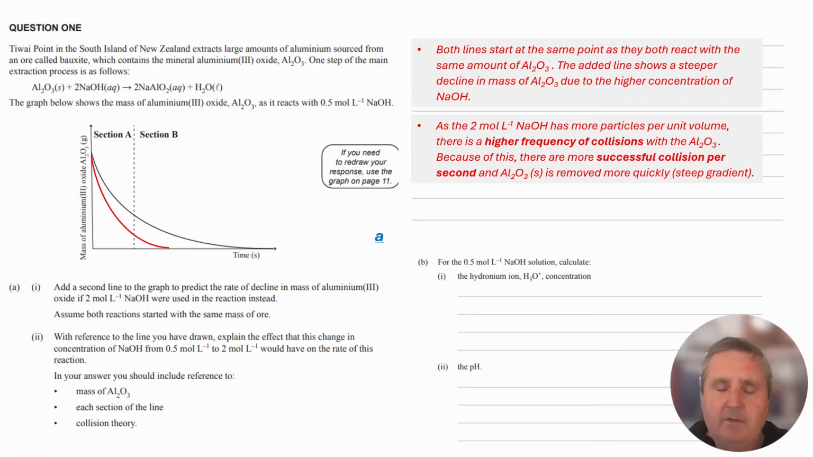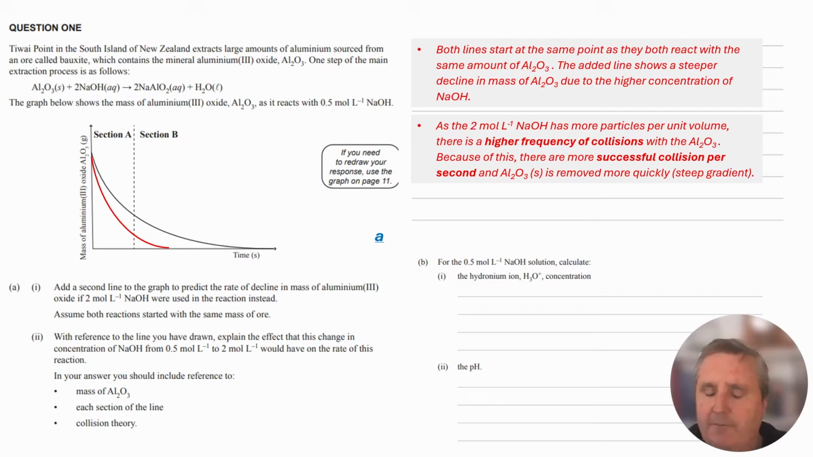So what happens is, if we have a higher concentration of sodium hydroxide, we have more particles per unit volume of sodium hydroxide. Therefore, there is a higher frequency. It is more likely, but we use the terminology higher frequency, that there will be collisions with the aluminium oxide. That is, the sodium hydroxide and the aluminium oxide will collide more frequently. Because they collide more frequently, more of those collisions will be successful per second, and the mass of the aluminium oxide is removed more quickly. We see a steeper gradient.